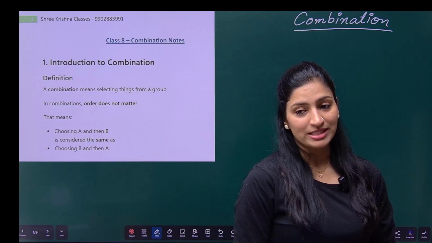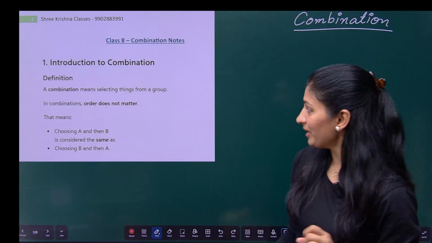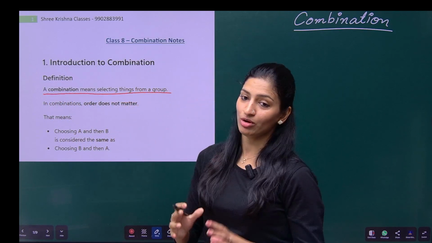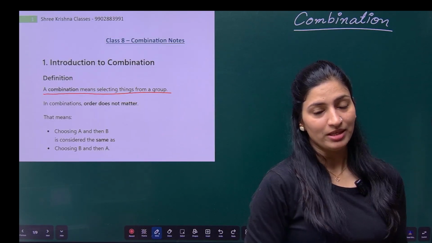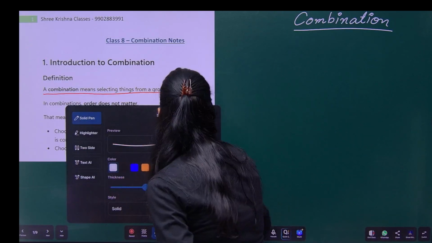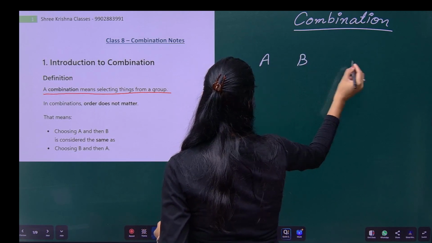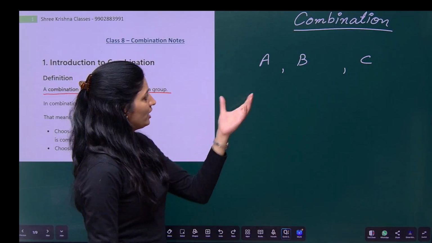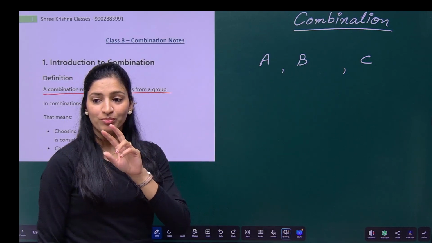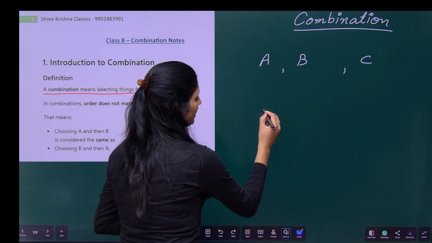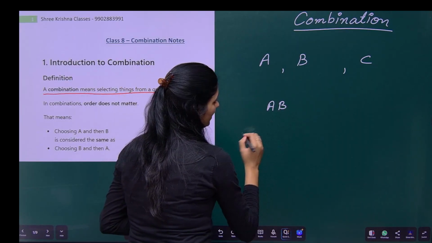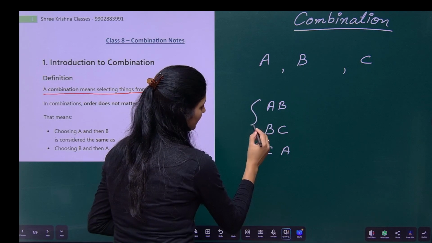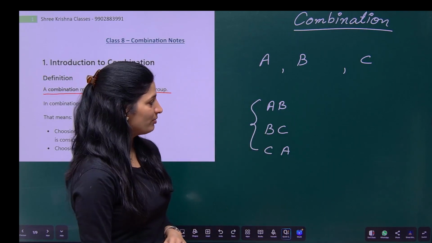So combination is basically related to selecting something. If I talk in very simple words, combination means selecting things from a group. Let's take one example. If I have 3 students, A, B and C, and I have to make a team of 2 students. So from these 3 students, I have to pick any 2 students, right? Now the selection can be AB, BC or CA, right? These 3 selections are possible in this particular example.